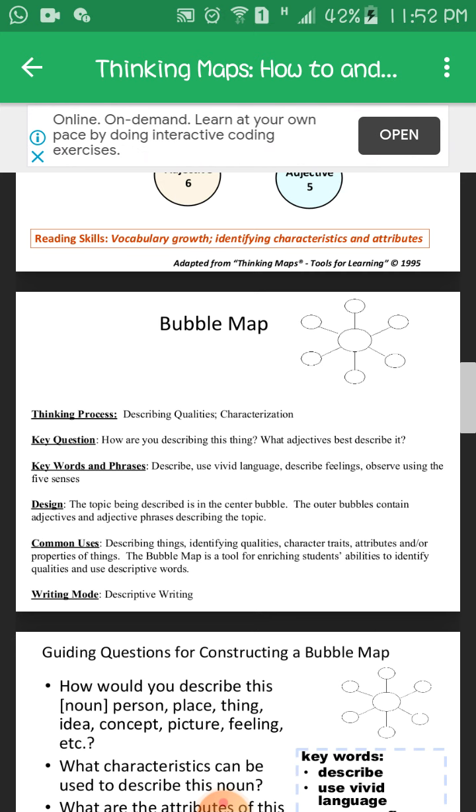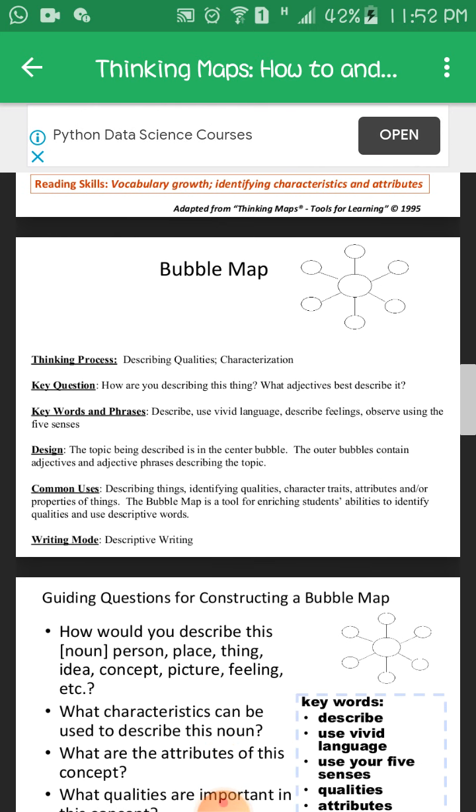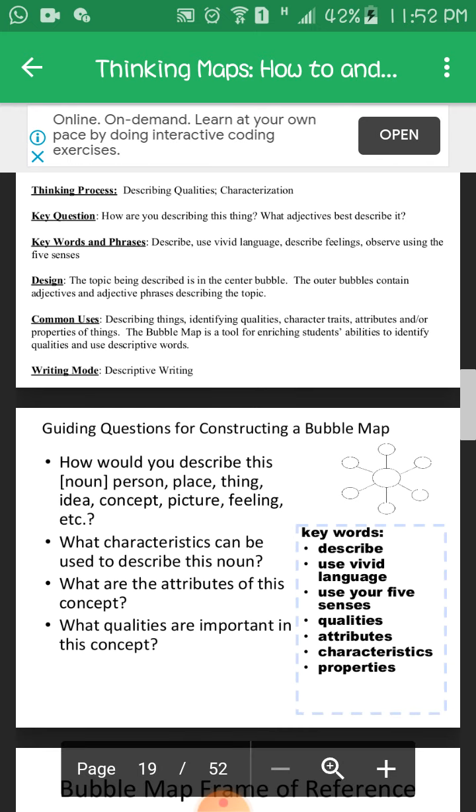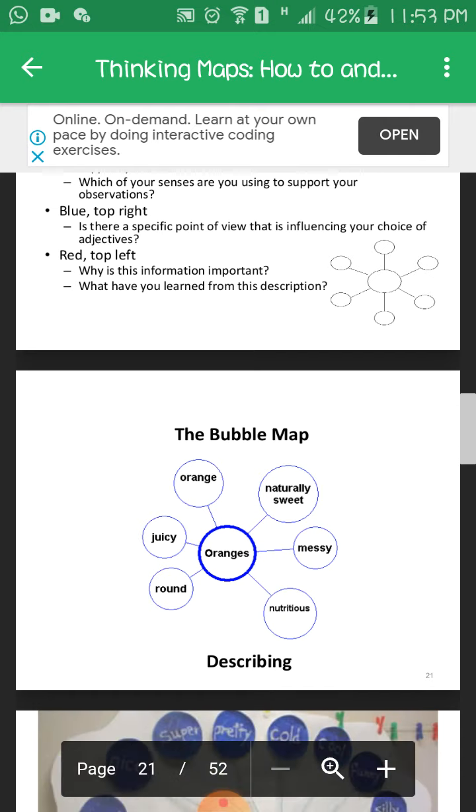Key question: how are you describing this thing? What adjectives best describe it? Keywords and phrases. Describe, use vivid language, describe feelings, observe using the 5 senses. Design, common uses and writing mode. Okay, the bubble map.